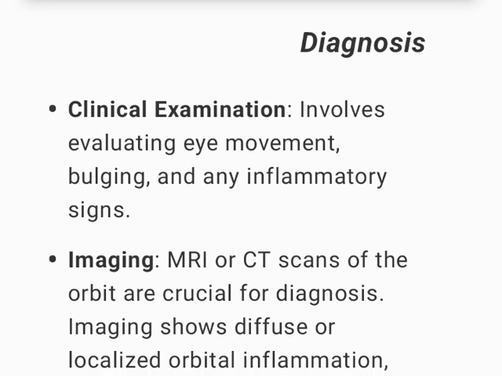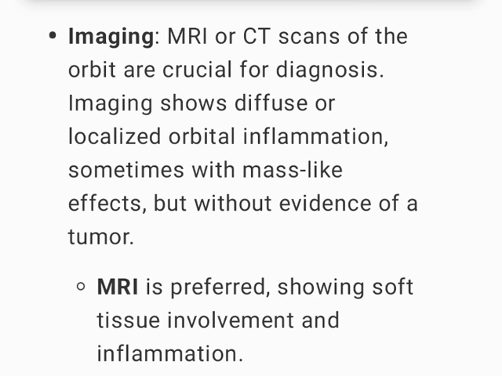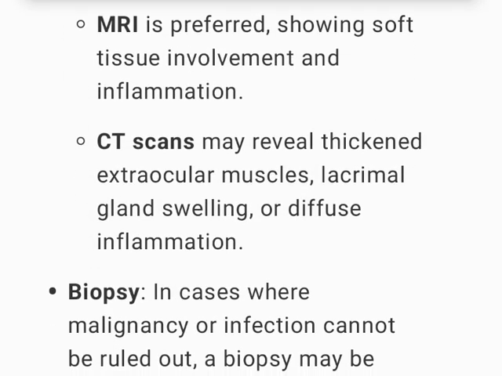Diagnosis. Clinical examination involves evaluating eye movement, bulging, and any inflammatory signs. Imaging: MRI or CT scans of the orbit are crucial for diagnosis. Imaging shows diffuse or localized orbital inflammation, sometimes with mass-like effects, but without evidence of a tumor. MRI is preferred, showing soft tissue involvement and inflammation.